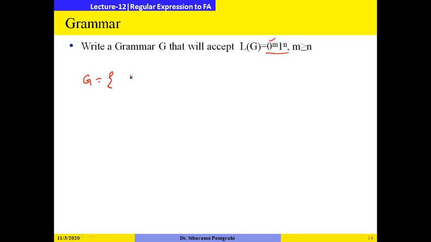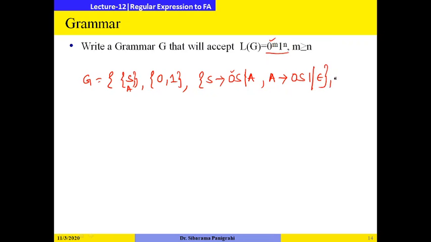The grammar for this one: S will be the start symbol. Next, 0 and 1 will be the terminals, and the productions will be S gives 0 S. It can be applied any number of times, so you will get more zeros than ones. Or it can give A. So here we use another variable A. So the variables are S, A. A gives 0 A 1 or epsilon. And the start symbol will be S. This grammar will generate all the strings of the form 0 to the power m, 1 to the power n, where m is greater than or equal to n.